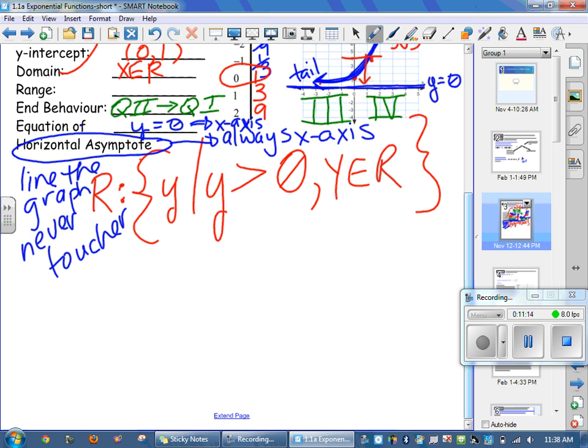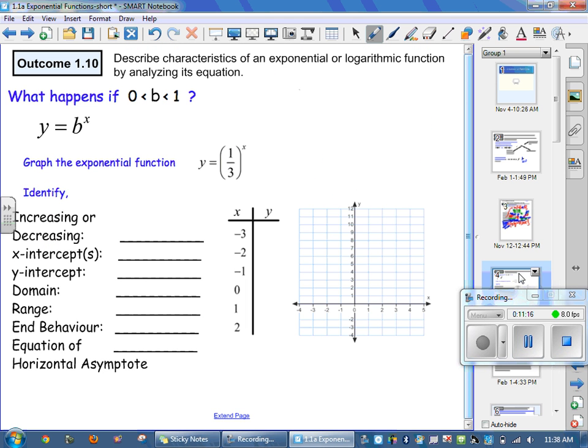Now we've got a different b number. Before we had a b who is a 3, and we noticed it went up. Now we've got a b who is 1/3. So what we're going to do is go 1/3 exponent negative 3, then negative 2, then negative 1, then 0, 1, and 2. We're going to find the exact opposite. It's going to go 27, 9, 3, 1, 1/3, 1/9.